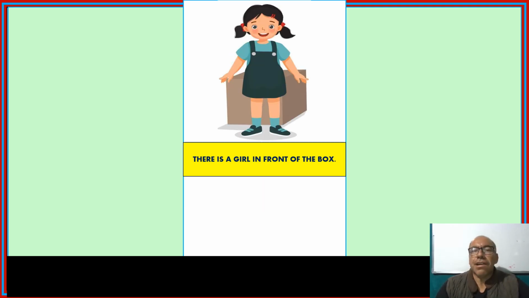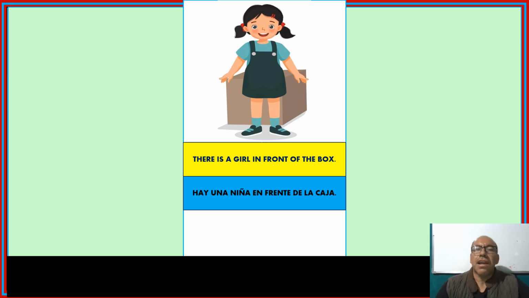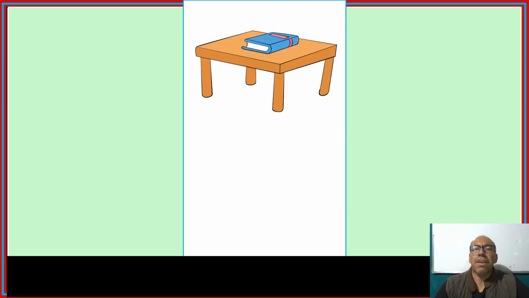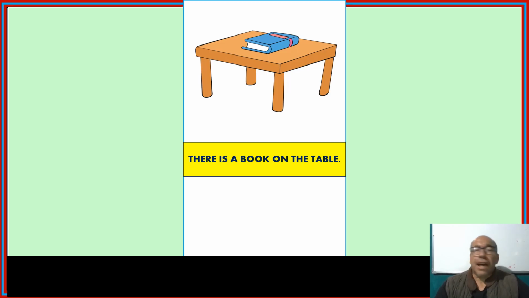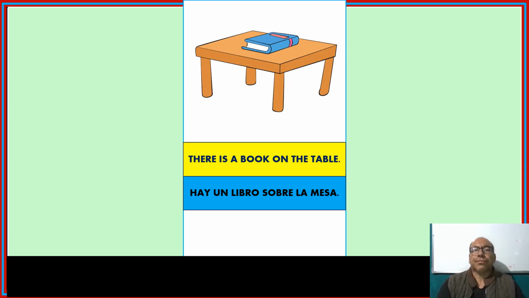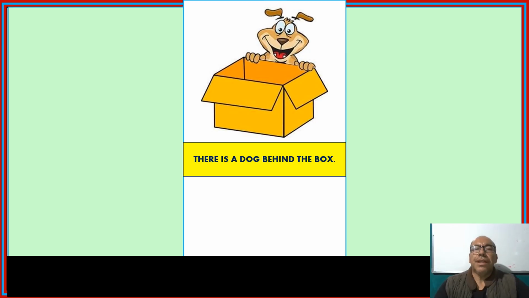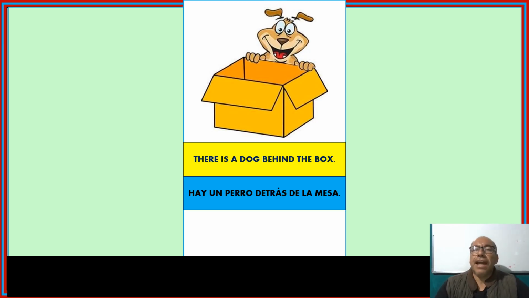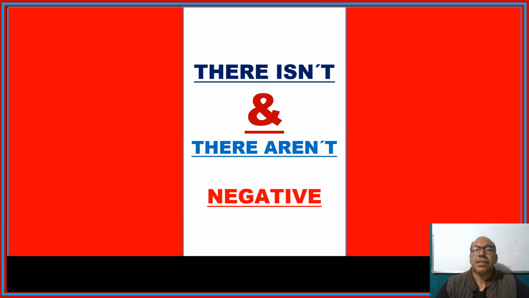There is a girl in front of the box. Number 3. There is a book on the table. Next example. There is a dog behind the box.